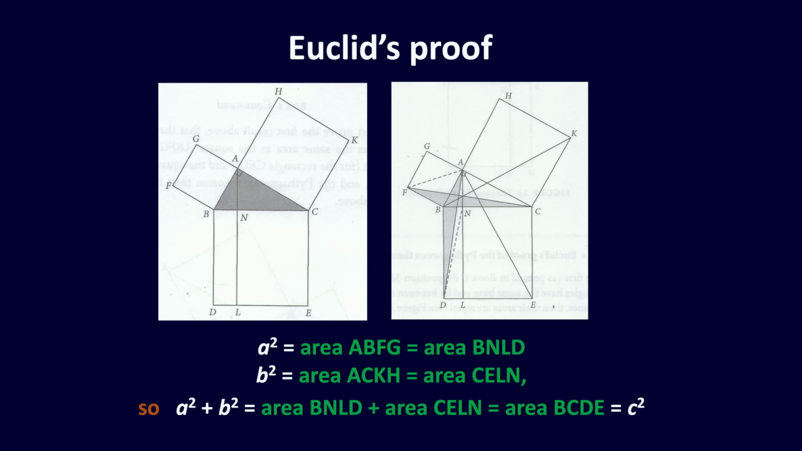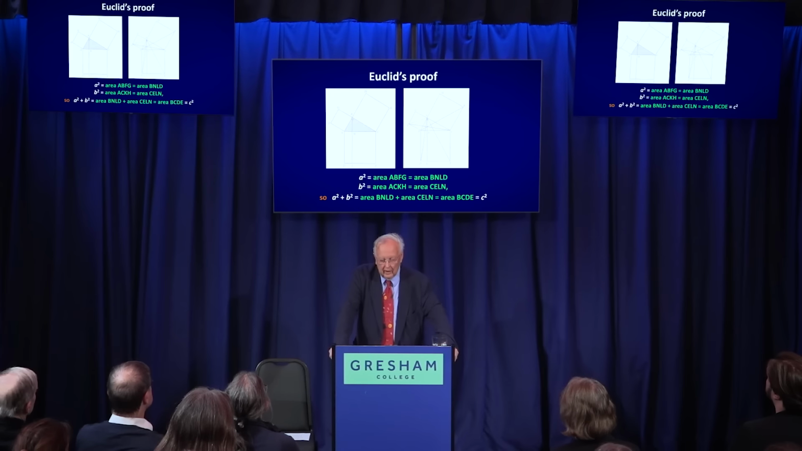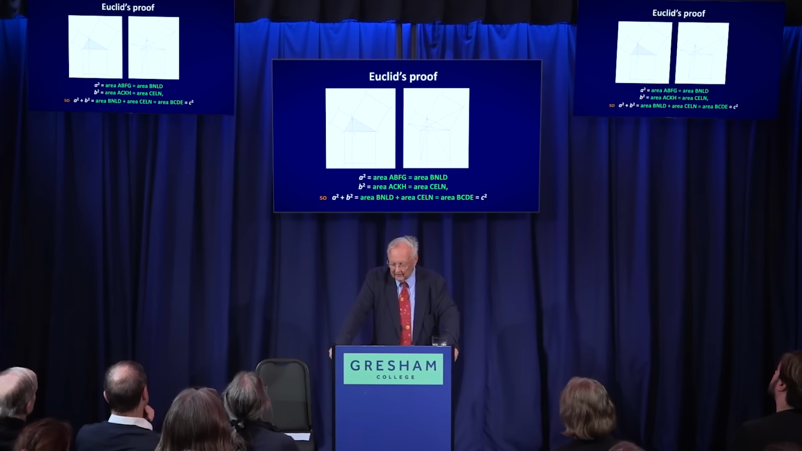In the diagram on the left, the vertical line from A down to L splits the lower square into 2 rectangles. Using congruent triangles, as indicated on the right, Euclid proved that in the lower square, the left-hand rectangle has the same area as the upper left-hand square. And the right-hand rectangle has the same area as the upper right-hand square.